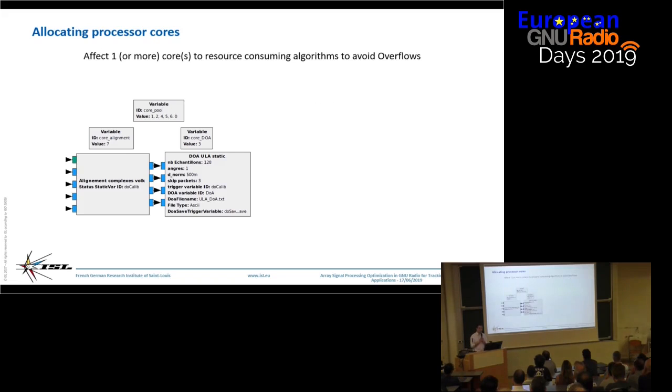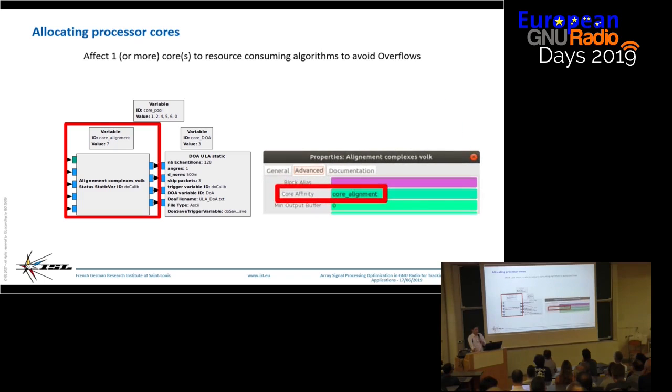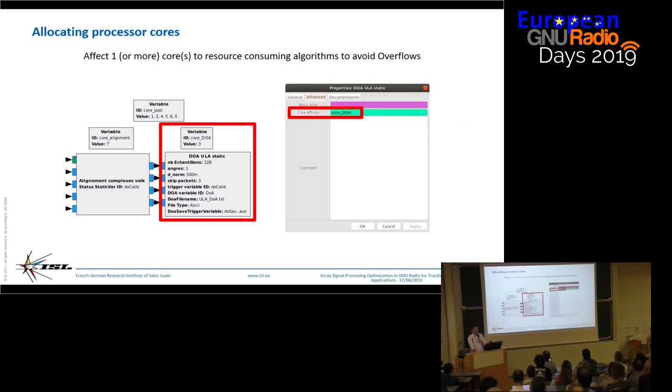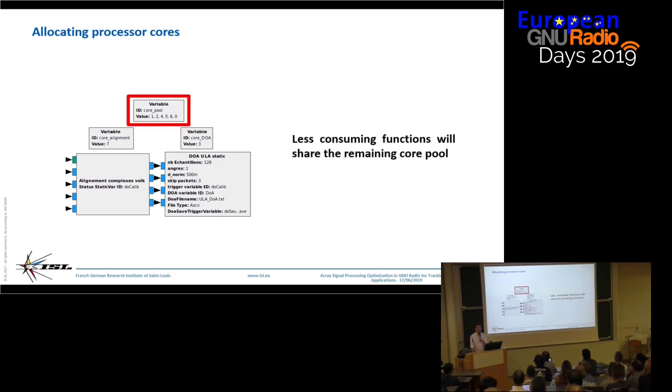Once that was done, we decided to assign one or several of our processor cores to our most resource-consuming algorithms, to make sure there would always be a thread available at all times when we needed to process their work function. So here you can see that for two of our blocks, we assigned one dedicated processor core that was only used for this algorithm, while the remainder of our less consuming functions had to share the remaining pool of our processor cores.